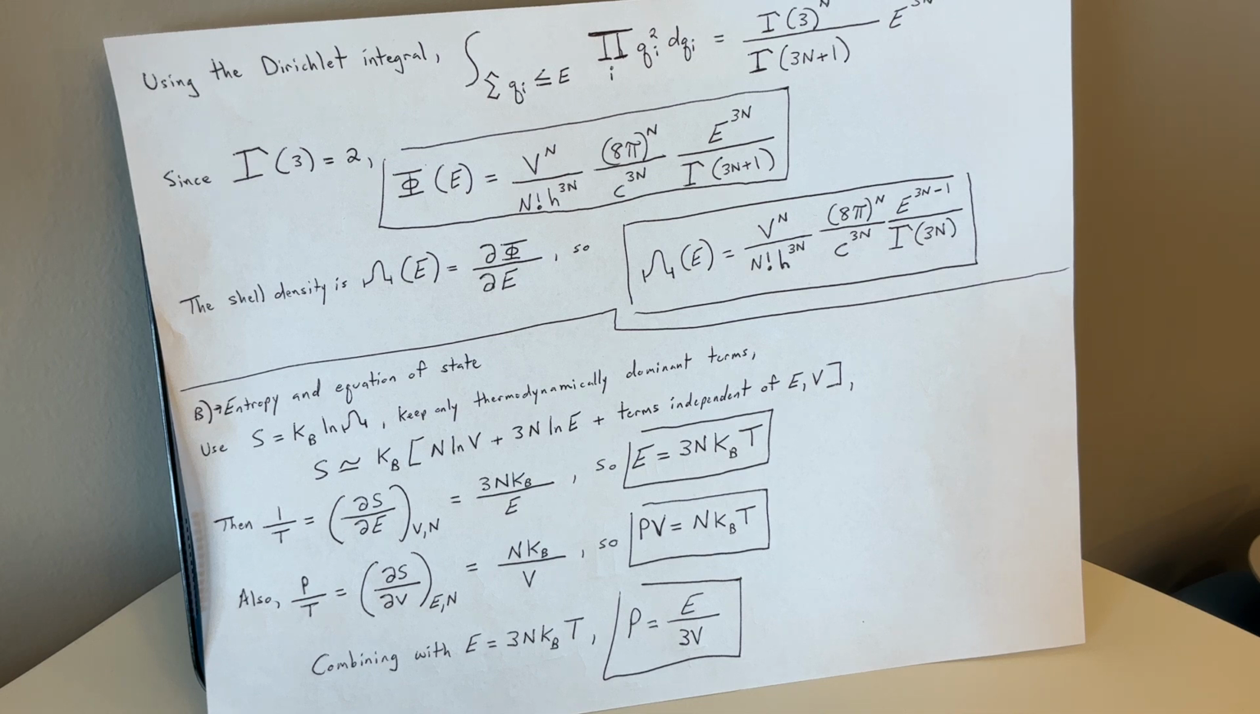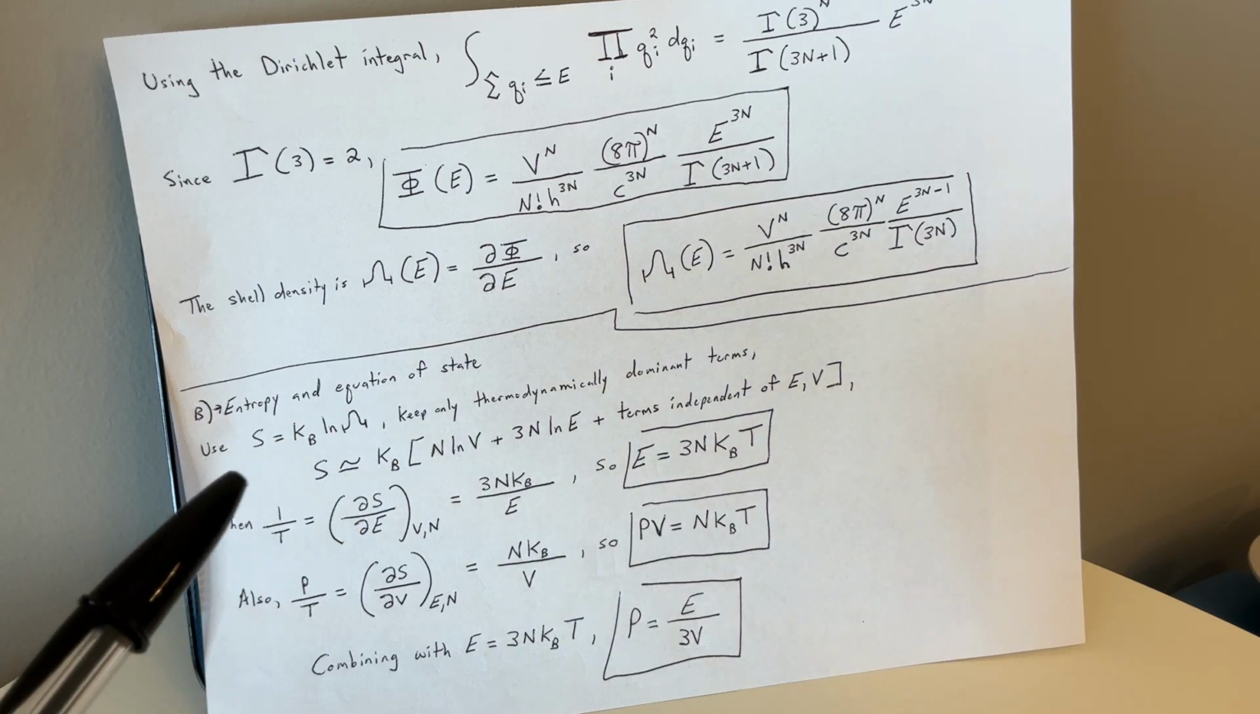Okay, so that's part A. Moving along now to part B. For part B, they want to know from the entropy S of E, V, n equals k_B natural log of capital omega, derive the equation of state.